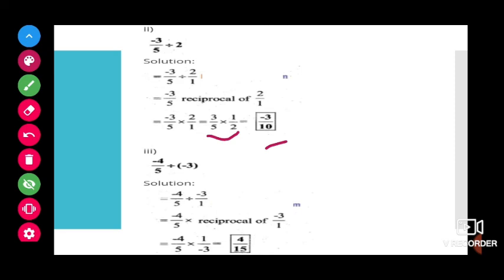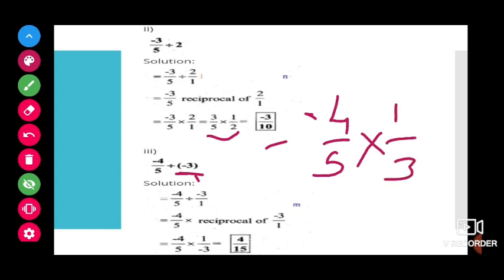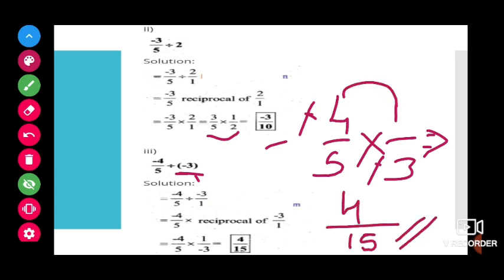Next one, minus 4 by 5 divided by minus 3. Same way here, minus 4 by 5, division I make as multiplication. Minus 3 we take as minus 3 by 1, and the reciprocal will be 1 by minus 3. Multiply the numerators, multiply the denominators. Here we can cancel minus and minus, 4 ones are 4, by 5 3s are 15 is the answer.